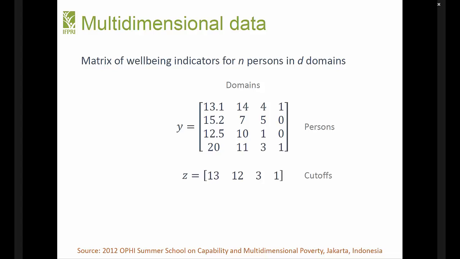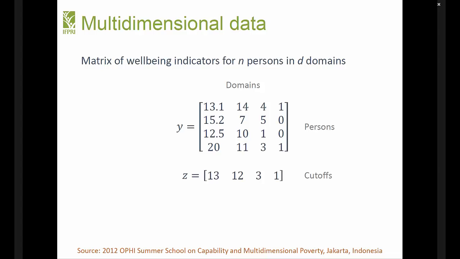So, the matrix of well-being indicators for N persons in D domains. This is what I was referring to when I said it might be clearer once you see a matrix. Let's call this matrix of achievements Y. In the columns, we have the domains, and in the rows, we have the persons: person 1, person 2, person 3, person 4. We have 4 domains. Say this is standard of living, this could be education, this could be health, and this could be some other measure of quality of life. So this is our matrix of well-being indicators.